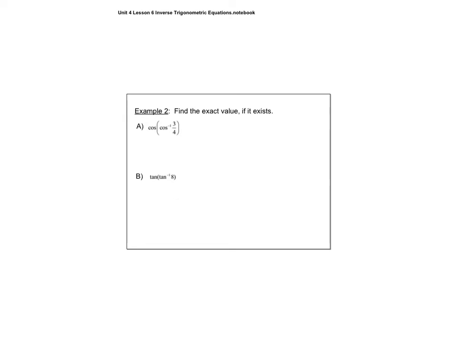So let's go ahead and find the exact values if they exist. So the cosine of the inverse cosine of 3/4 is 3/4. Again, it's defined, it's in between -1 and 1. The tangent of the inverse tangent of 8 is 8 because it's in between -infinity and infinity. And you could check these on your own graphing calculator if you wanted to. You could do the cosine of the inverse cosine of 3/4, and it would tell you it's 3/4. You could do the tangent of the inverse tangent of 8, and it will tell you it's 8.